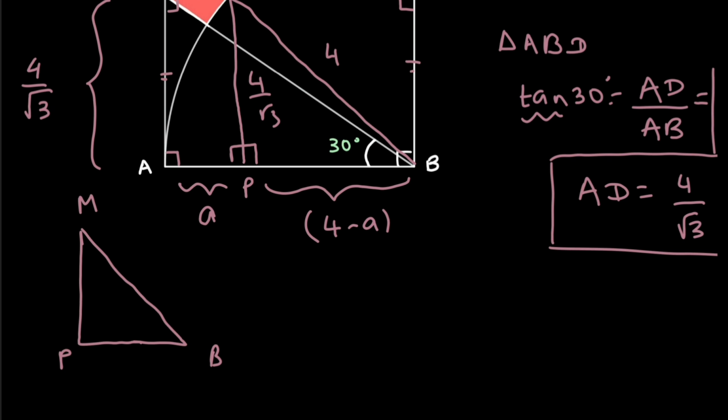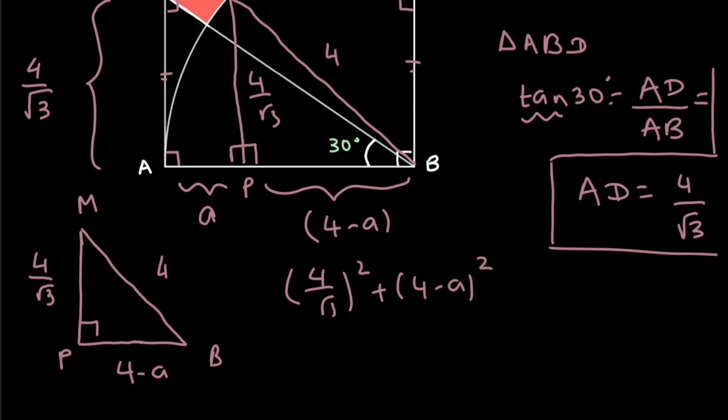So take this triangle, that is the triangle MPB. Here's the 90 degrees. This length is 4 upon square root of 3. The base is 4 minus A and the hypotenuse is 4. So by applying the Pythagoras theorem, we can say that (4 upon square root of 3) the complete square plus (4 minus A) the complete square would be equal to 4 square.